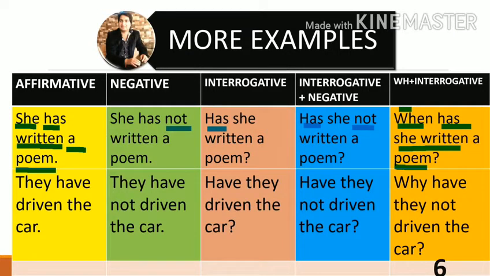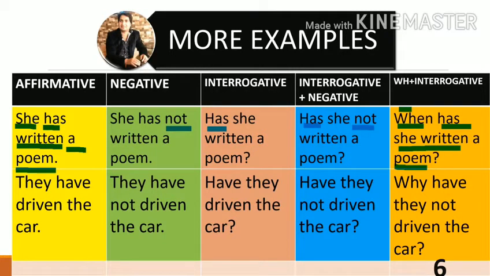For example, मैं लिख चुका हूं, so I can say I have written. Then if I want to make a negative, I can say I have not written. Then I want to make an interrogative, so I can write have I written. And if I want to say कि मैंने कब लिखा है, मैंने कब लिख लिया है, जब मैं कब लिख चुका हूं, then I can say when have I written. This is the main thing.